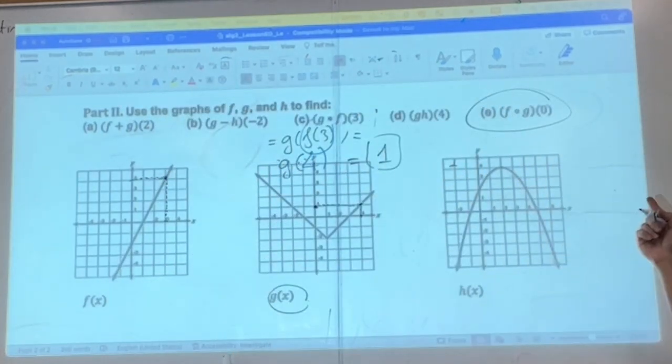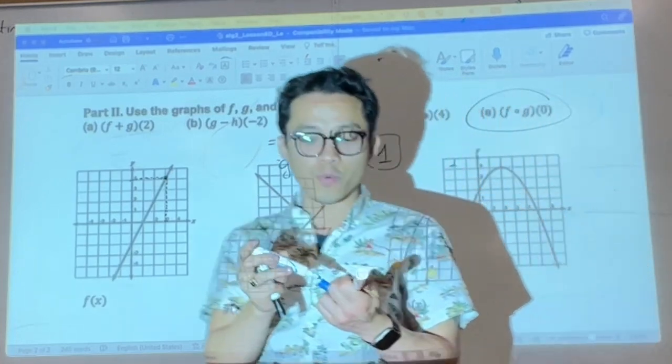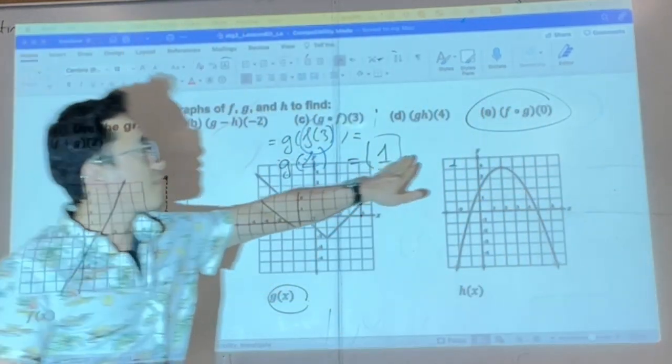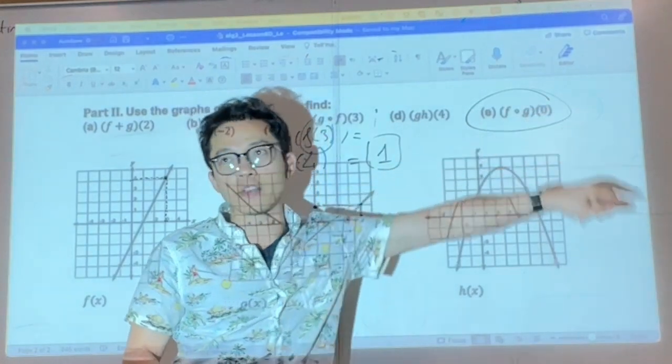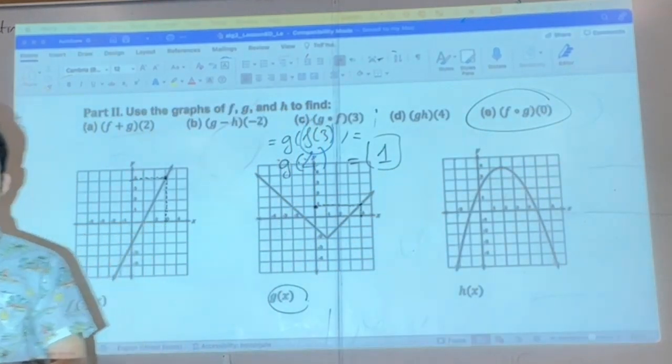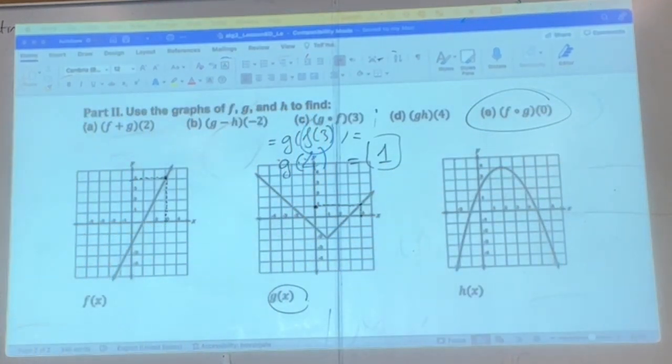Can you do it and let me know what you found, so I can make sure that you understand it? Yeah, do it on the board, whatever you want. Give me the answer when you find it. Find for me f of g of 0. Raise your hand if you find it. You can look at the graph, or you can work on the board.